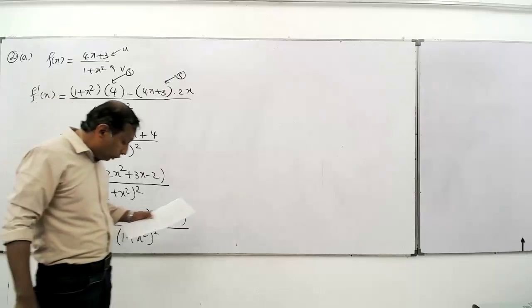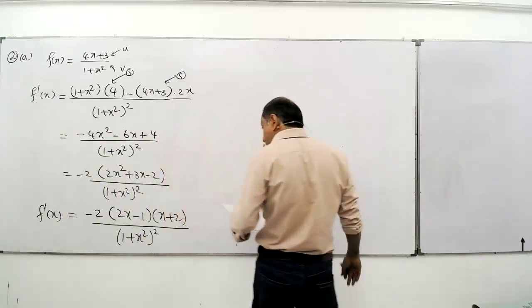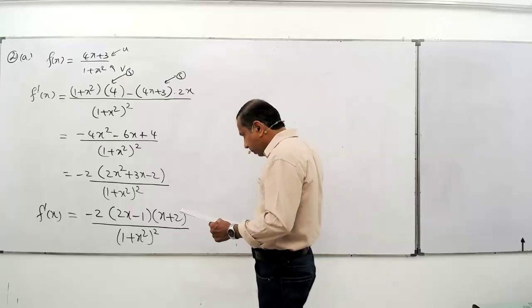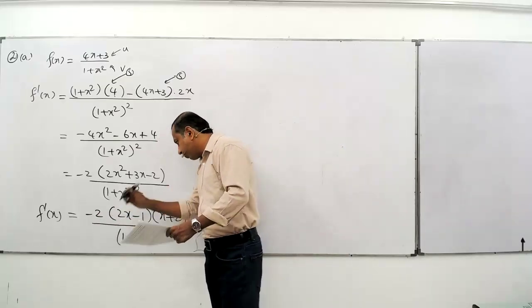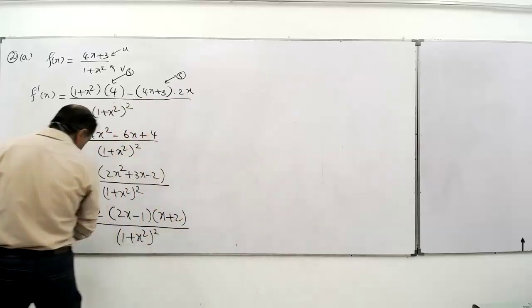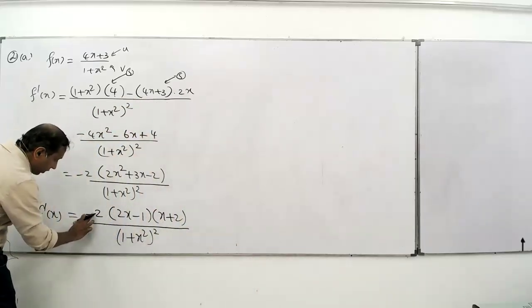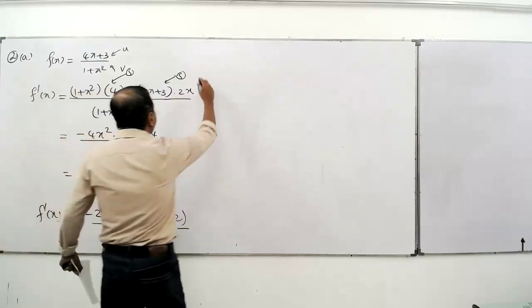Then this is how we get that answer. Because of this minus sign, we can write it as 1 minus 2x in the next line. Still, this is correct. Then shall I change that? All right, I'll write one more.